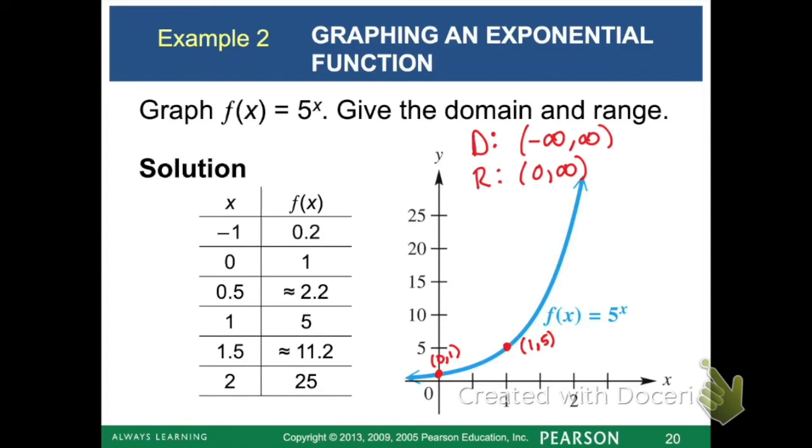Our domain is -infinity to infinity because our arrows go forever in the left-right direction. And our range is from 0 to infinity. The lowest part of our graph is going to be at 0 on the y-axis, remember, because we have an asymptote. And then it's going to go up to infinity.